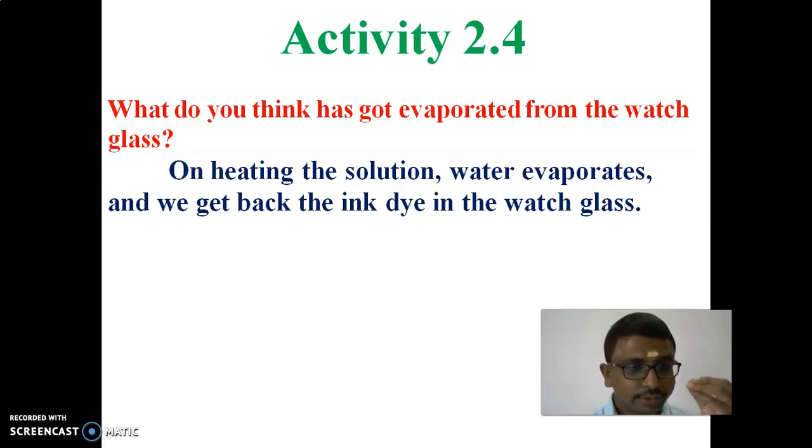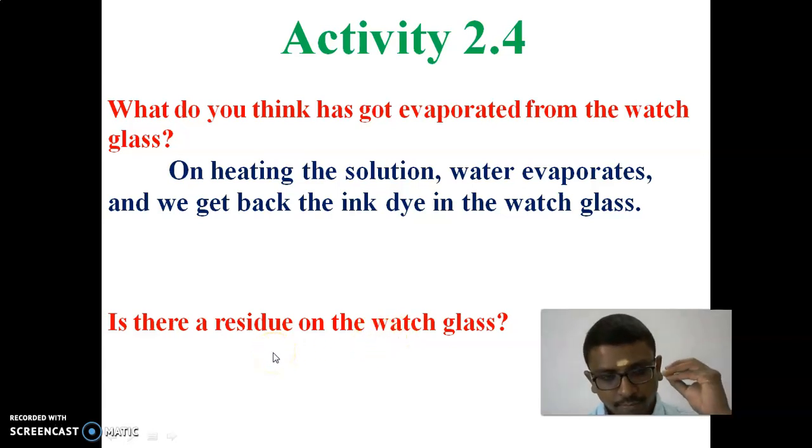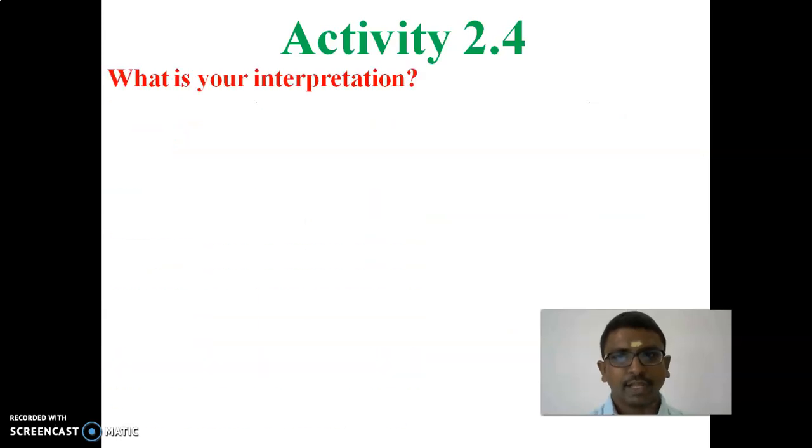There will be some residue. Residue means nothing but a precipitate will be there. And is there a residue on the watch glass? Residue means some precipitation is there. Yes, there is some residue on the watch glass. There is ink dye on the watch glass. And what is your interpretation? What is your explanation? What did you observe in that?